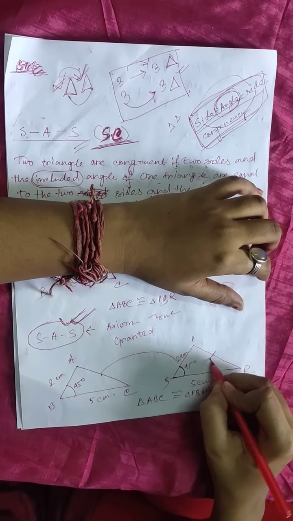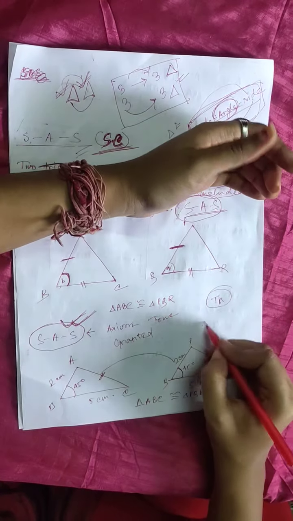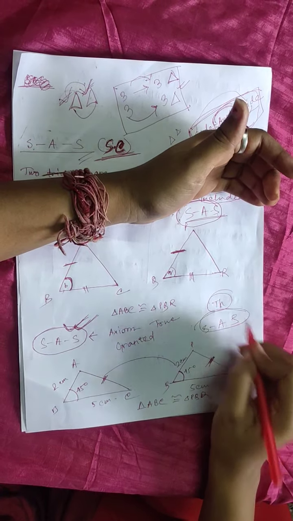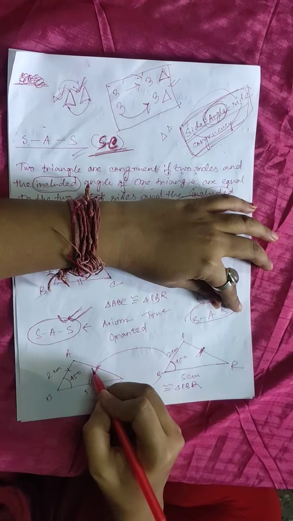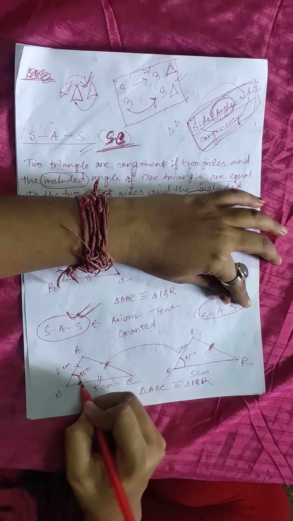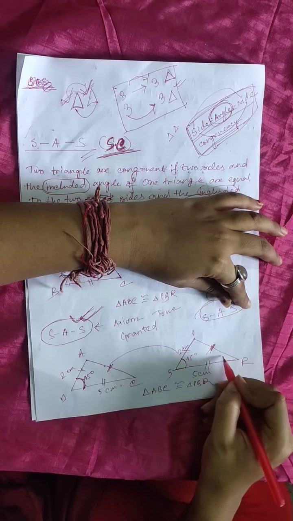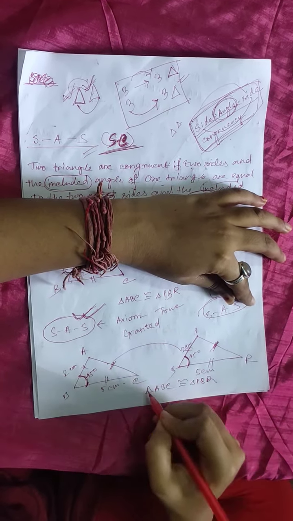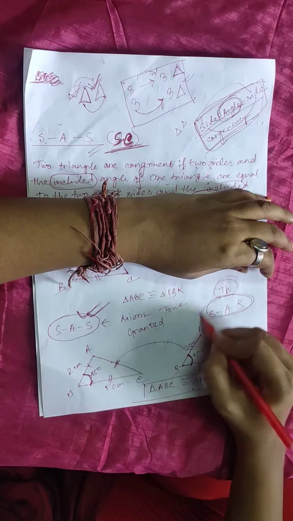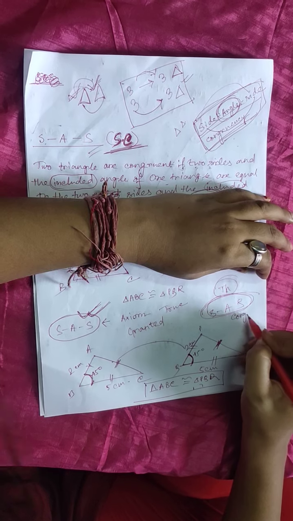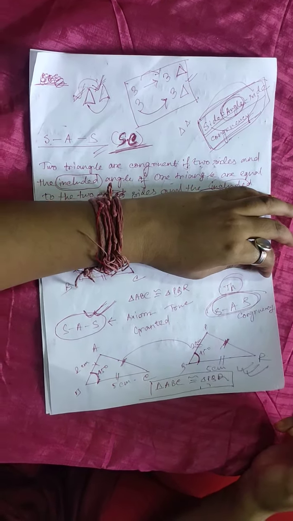No need to calculate this, no need to measure this side, because by SAS congruency, we can say that when two sides of a triangle and their included angle are equal to the corresponding two sides of another triangle and the included angle, then those two triangles will be congruent to each other. So by SAS congruency, we can easily say this.